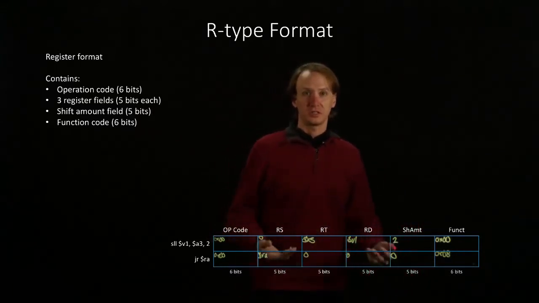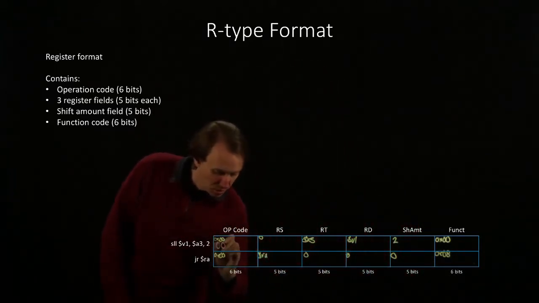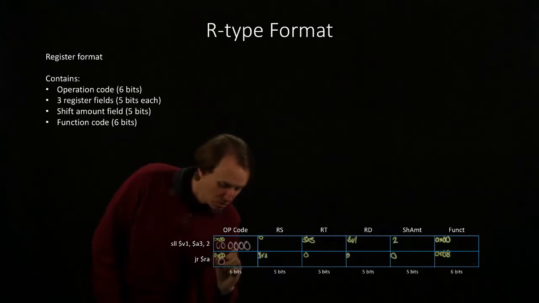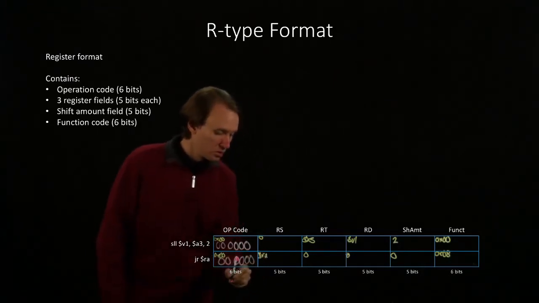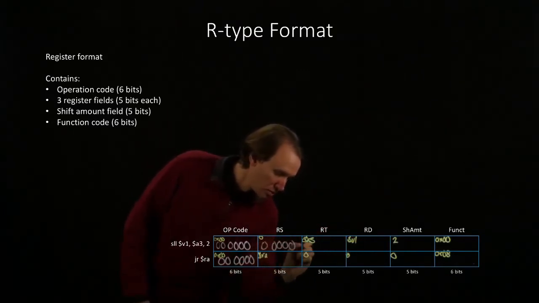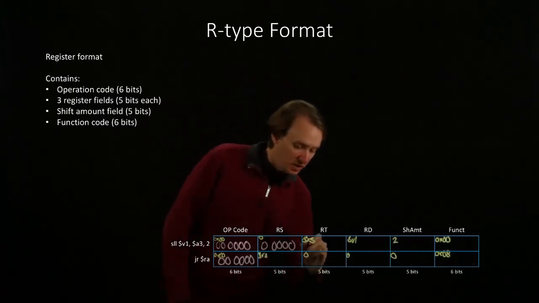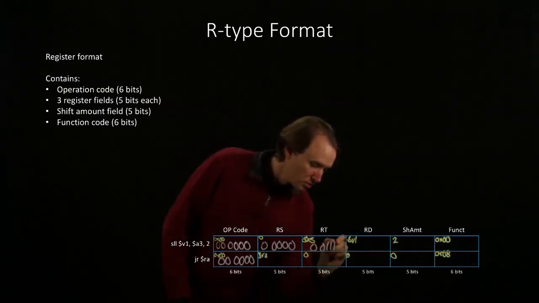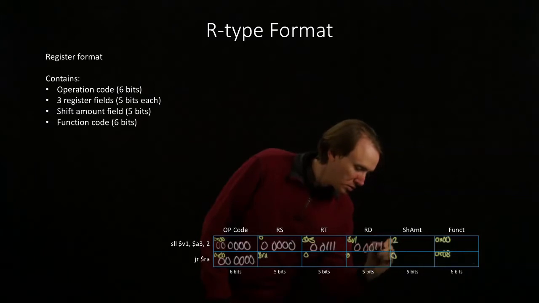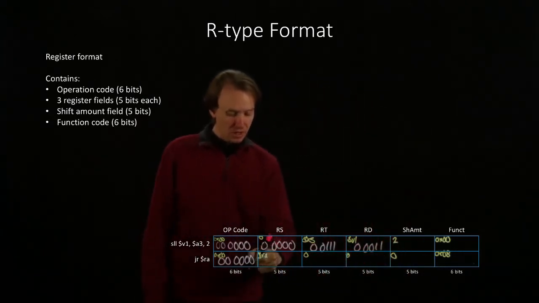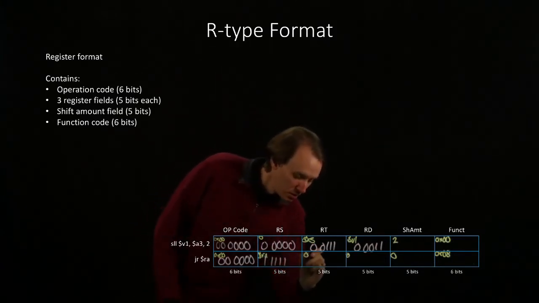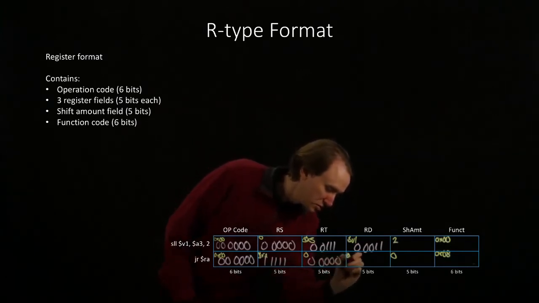Next, I'll go through and convert these into binary. I have 6 bits for my opcodes, 5 bits for each of my register fields. A3 is register 7. V1 is register 3. The return address is register number 31. And zeros are zeros.